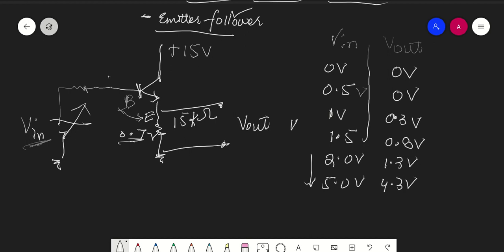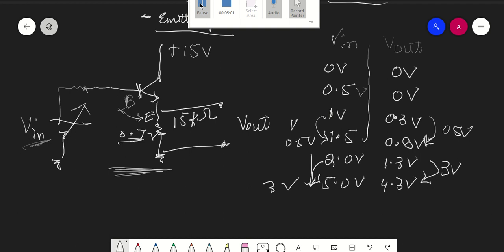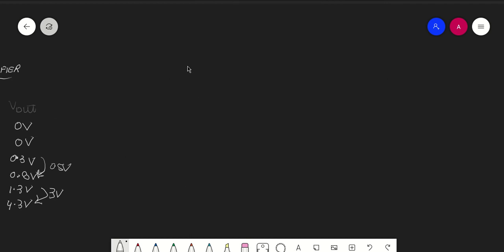So for every change in the input, for example here we have 0.5 volt change, the output is of the same value. That is, there is a change of 0.5 volt here as well. Same here, 3 volt difference, the output follows the same 3 volt difference. So that's why it's called emitter follower.